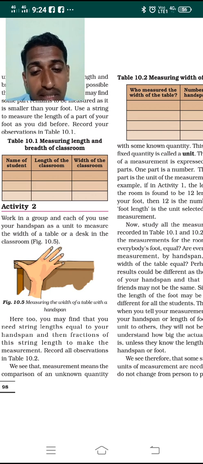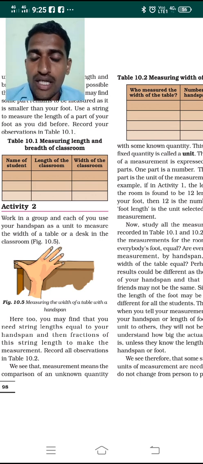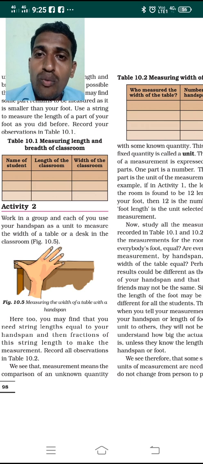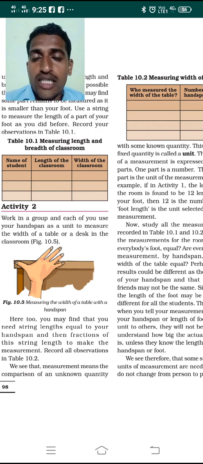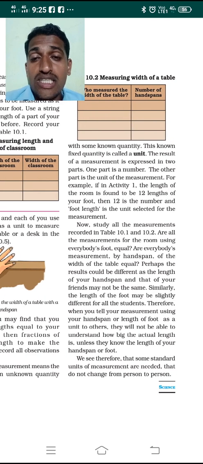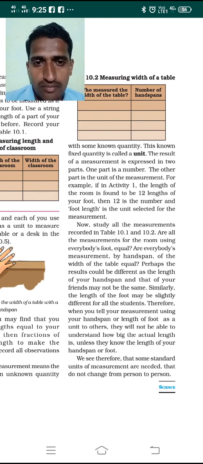So we see that measurement means the comparison of an unknown quantity with some known quantity. See, you wanted to measure the length of any desk. So you have to measure by using one known quantity, one known length. So that's why measurement is nothing but the measurement of an unknown quantity with some known quantity. This fixed, known quantity we call a unit. So this known fixed quantity is called a unit.